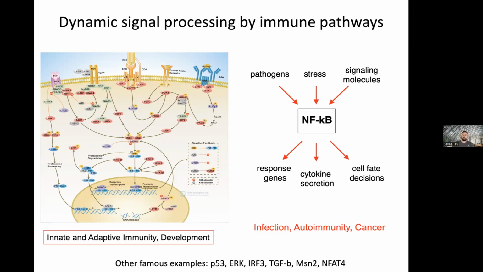There are other famous examples like P53 involved in cancer, ERK, IRF3, TGF-beta, MSN2, and FAT4. These are all important signaling systems and transcription factors that essentially take information from the environment and convey this information into gene expression programs, okay? And in our lab, we have been interested in understanding how this information processing works from day one. This is a very interesting problem from an engineering perspective, and also from a biologist's perspective.